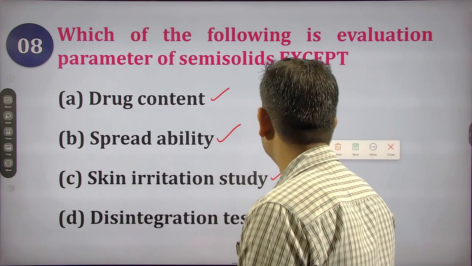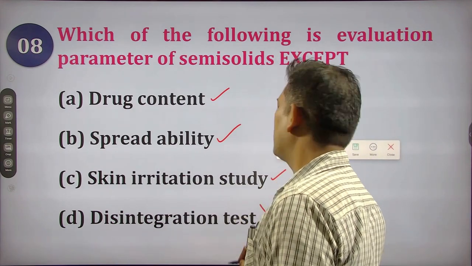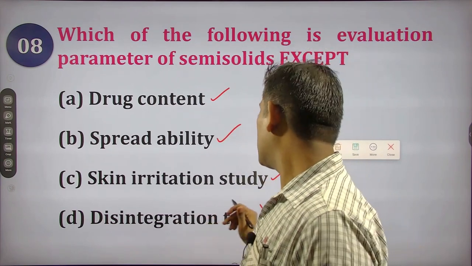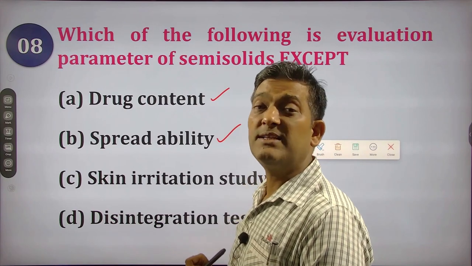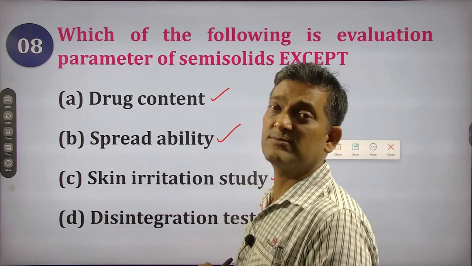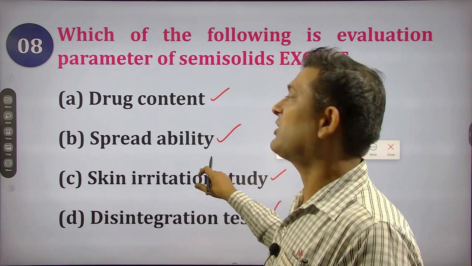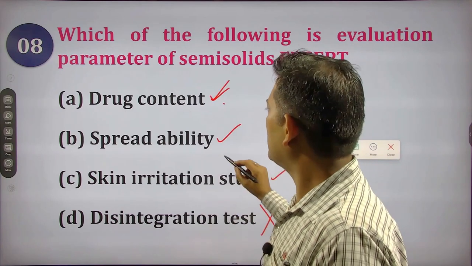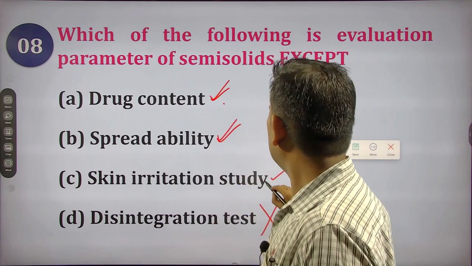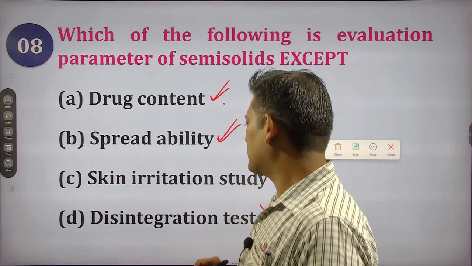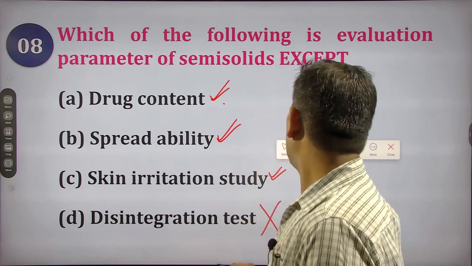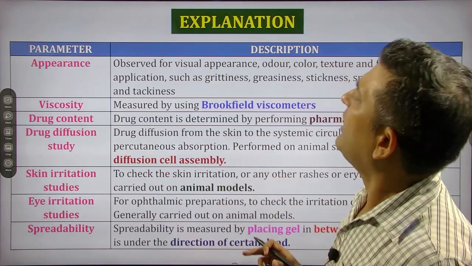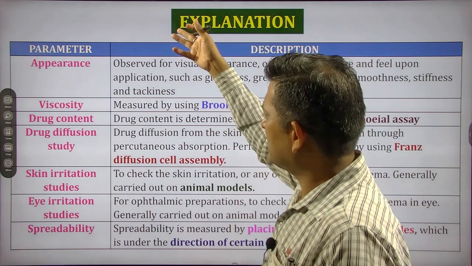But the disintegration test is not there for ointment preparations because these are not solid preparations. The disintegration test is there for tablets and capsules because these are unit solid dosage forms. But ointments are semi-solid preparations, so you conduct the drug content study, spreadability is determined, and the skin irritation study has to be checked. But the disintegration test is not there in the case of ointments.